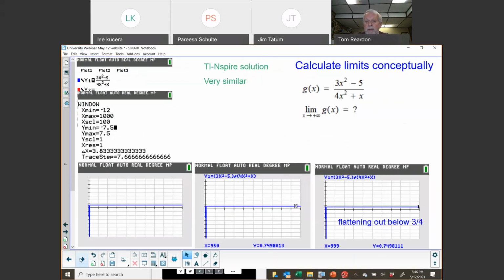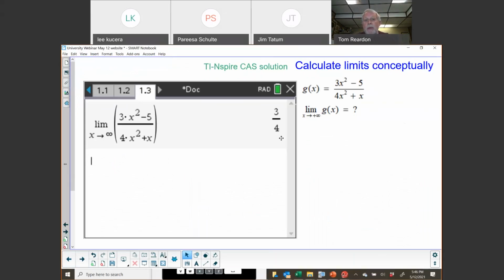The Nspire solution would be very similar. If I did it with Nspire CAS, I can actually type in the limit as X approaches infinity, increases without bound, of that expression, and it gives me an exact 3/4. It does calculate limits. So there is this Nspire CAS in your classroom. Be aware of that.